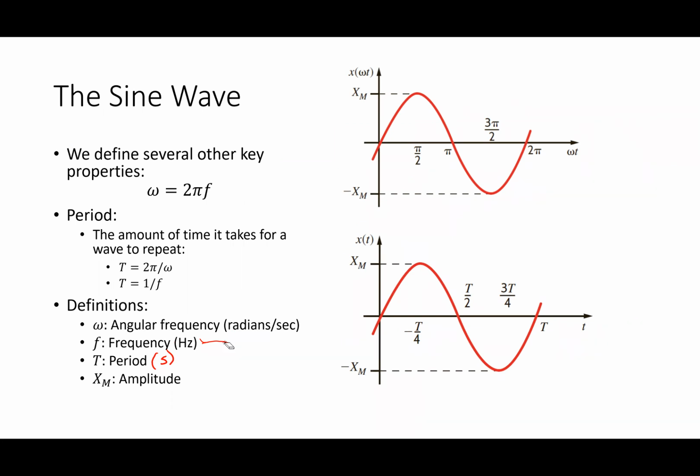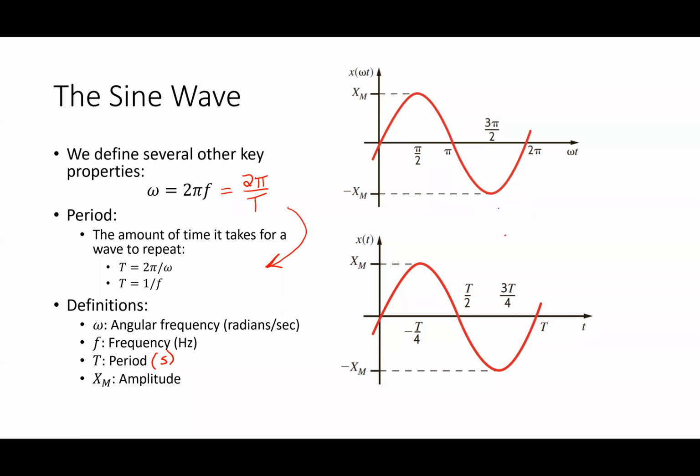Frequency has units of hertz, angular frequency has radians per second. We relate the angular frequency to frequency by noting that omega is equal to 2 pi f, and we also said that omega was equal to 2 pi over T. So that gives me a couple of relationships. The period is 1 over the frequency.